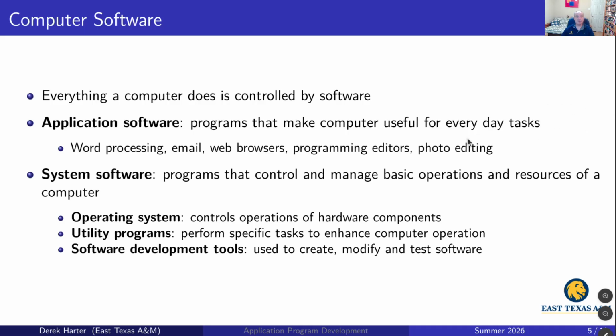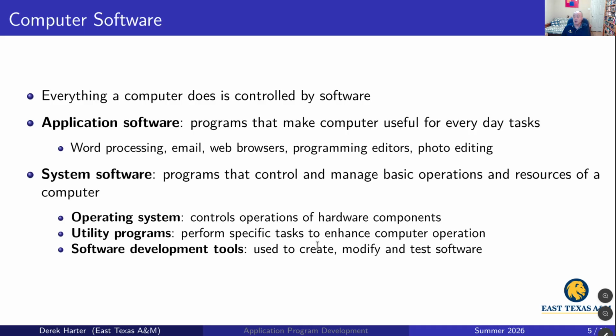So everything that a computer does is controlled by software. Okay, and we can broadly divide software up into two classes. So you can think of application software. This is the stuff that you're probably mostly familiar with. Whenever you use a computer, most people are users and they want to run an application. So your word processing software, emails, web browsers, photo editing, games, and things like that. Programming editor, maybe I should have put this down here into the other category.